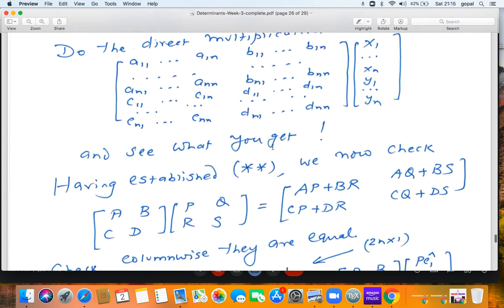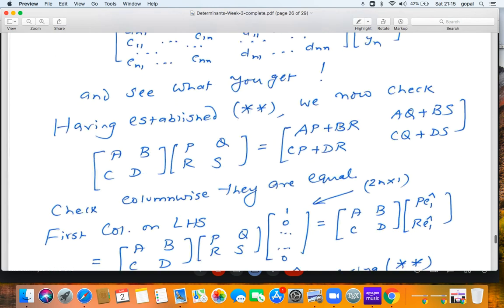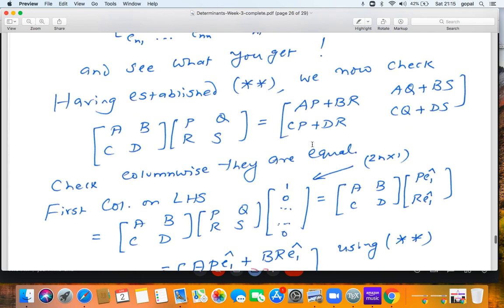Having established double star, we now check the correctness of this equation. So check it column wise. Check that column wise they're equal. The first column on the left hand side should be the same as the first column on the right hand side. What is the first column of a matrix? First column of a matrix, remember, you obtain by multiplying the matrix with 1, 0, 0, 0, 0, 0. So you compute A, B, C, D, P, Q, R, S, and you apply it to the 2n cross 1 matrix, 1 followed by zeros.